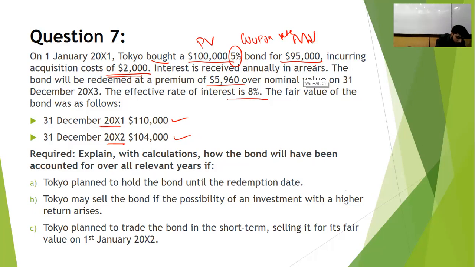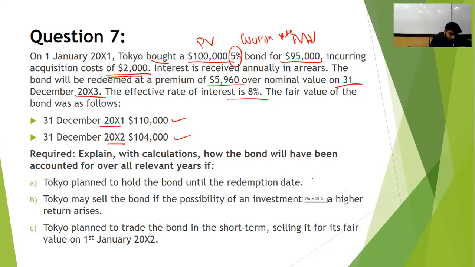And the relevant years is for how many years? That is for 3 years. The redeemable date is 31st December 2023 and we made the investment in 20X1. So it means 20X1, 20X2 and 20X3. The tenure is 3 years, so we need to account for this for 3 years.